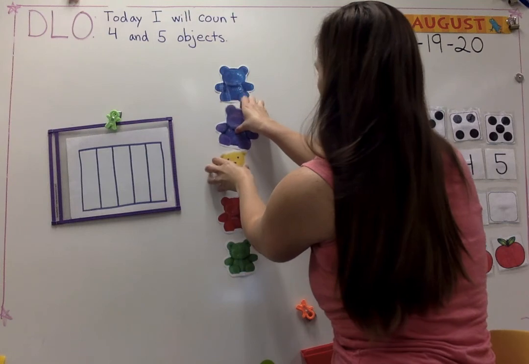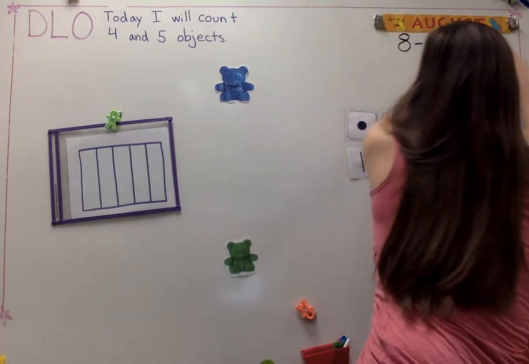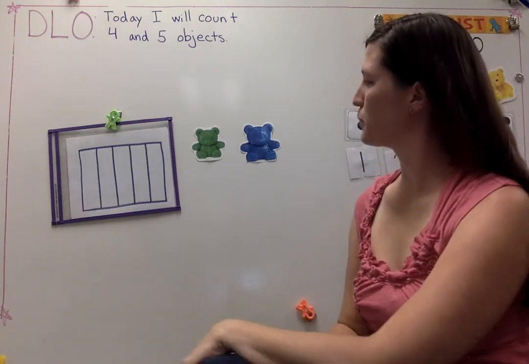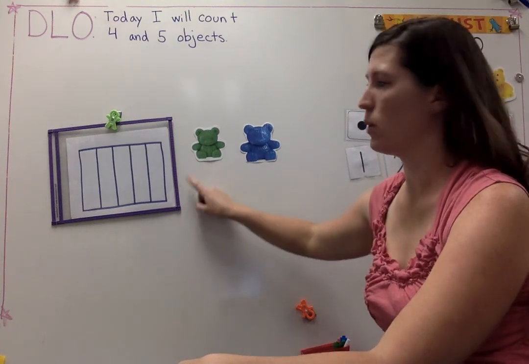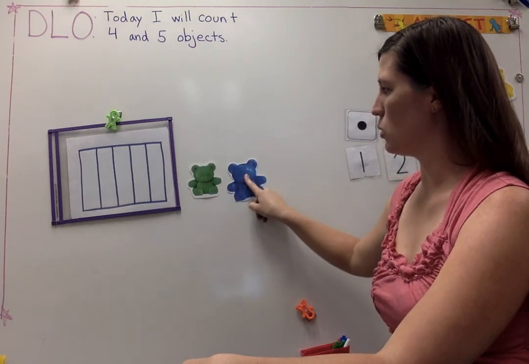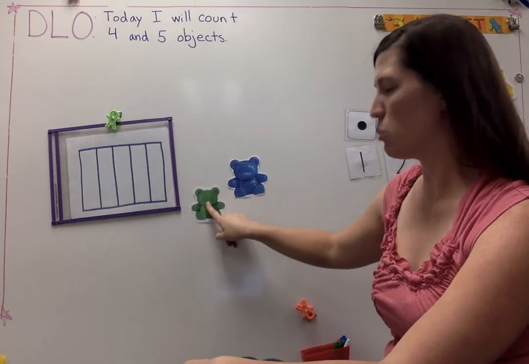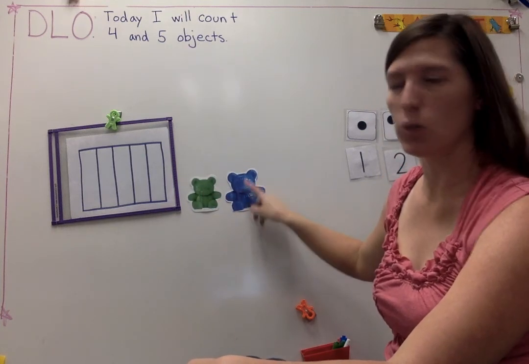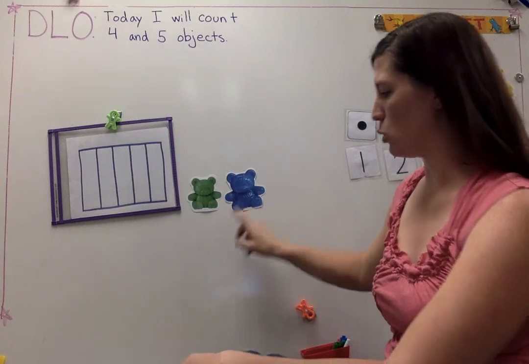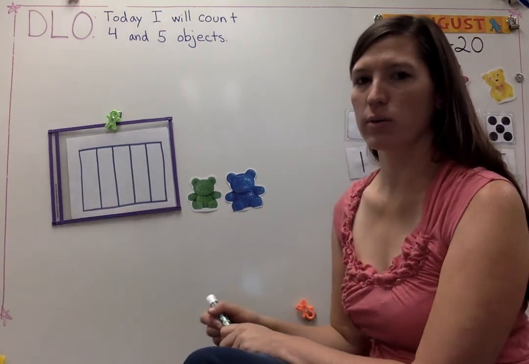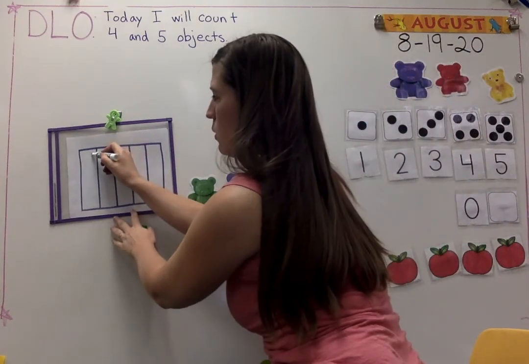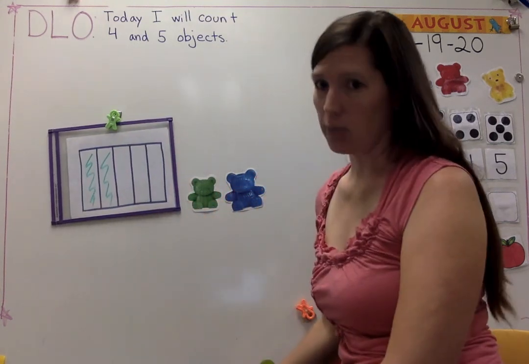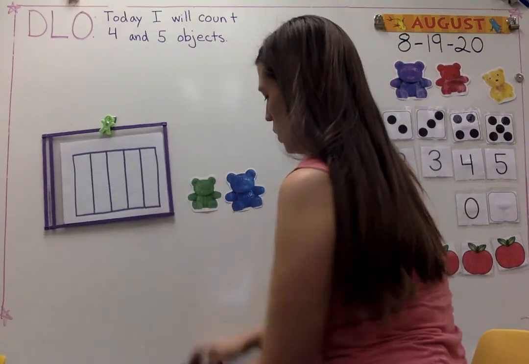How about, I'm going to take some away. Now how many bears do I have? 2. Let's count. 1, 2. That strategy was touch and pull. I touched it and I pulled it down to move it so I knew how many more I needed to count. I have 2 bears. How many will I color in the graph? 2. Count with me. 1, 2. Easy, right? That's why this lesson will be quick today.